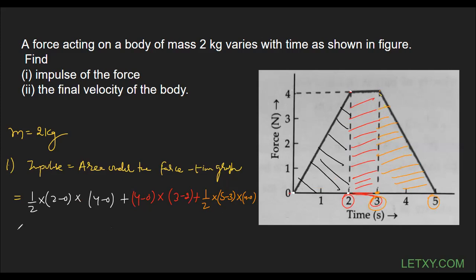Let's write it down again. Equals to half 2 into 4 plus 4 into 3 minus 2 is again 1. 1 by 2, 5 minus 3 is 2, and 4 minus 0, you know very well, this is 4, right? So 2 cancels out with 2, and this 2 also got cancelled with 2. So 4 plus 4 plus 4. Oh my God, everyone is 4, 4, 4. 4 plus 4 plus 4 is coming out to be 12.